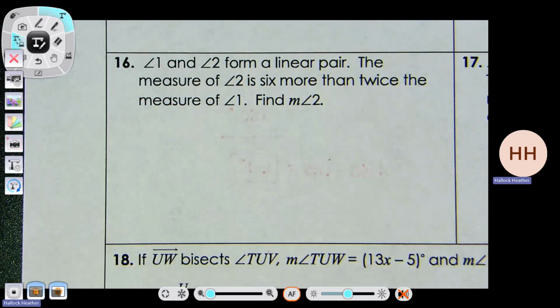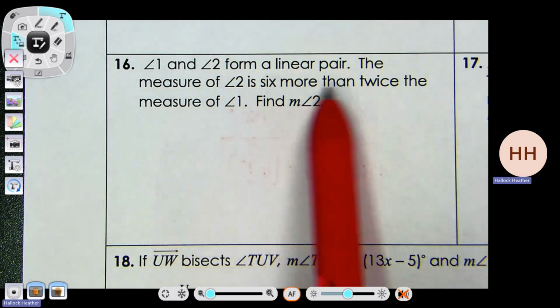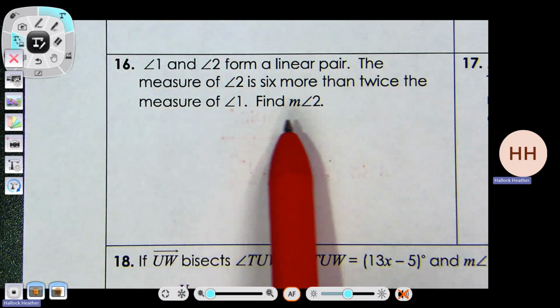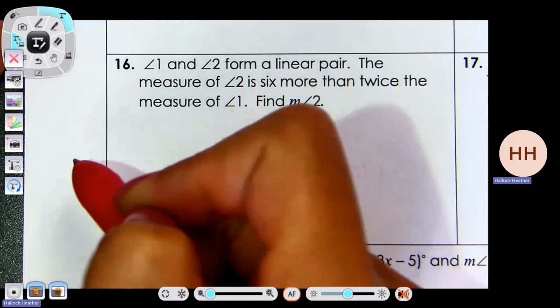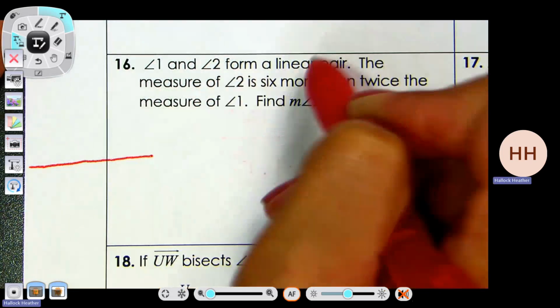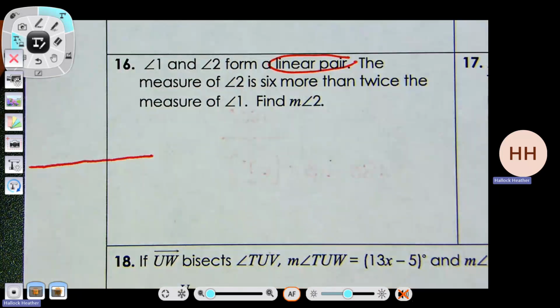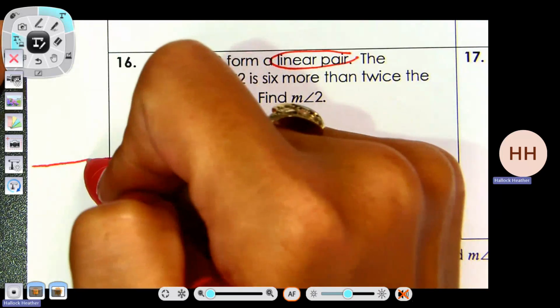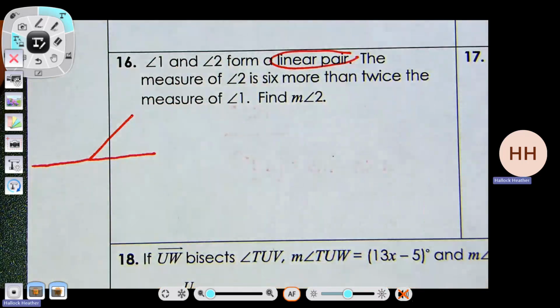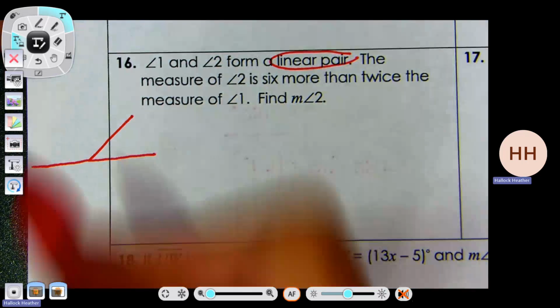Okay, so it said angle 1 and angle 2 form a linear pair. The measure of angle 2 is 6 more than twice the measure of angle 1, and you're like, what the heck? And then you have to find the measure of angle 2. So when in doubt, let's draw it out. So let's draw a little picture. A linear pair are two angles, because they're a pair, that add to make 180. So I'm just going to draw something like that because that has two angles.